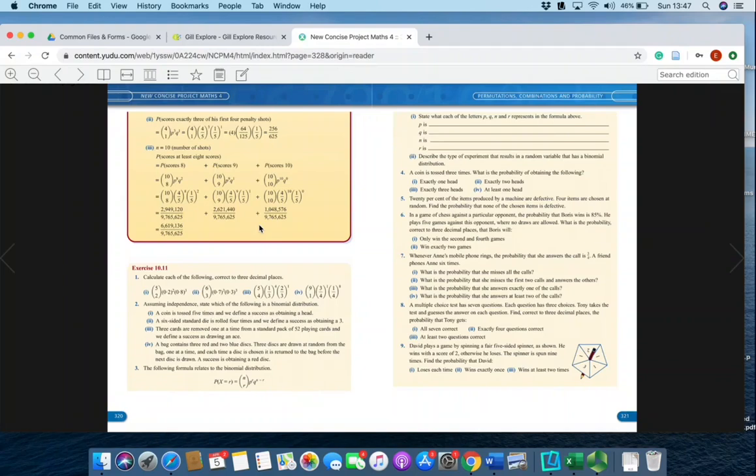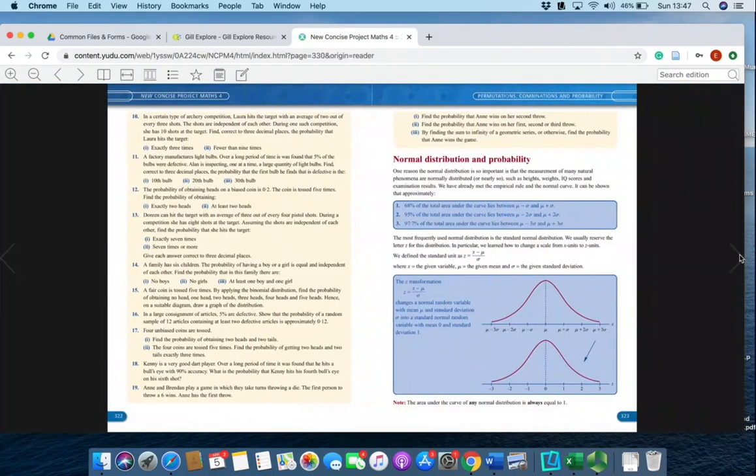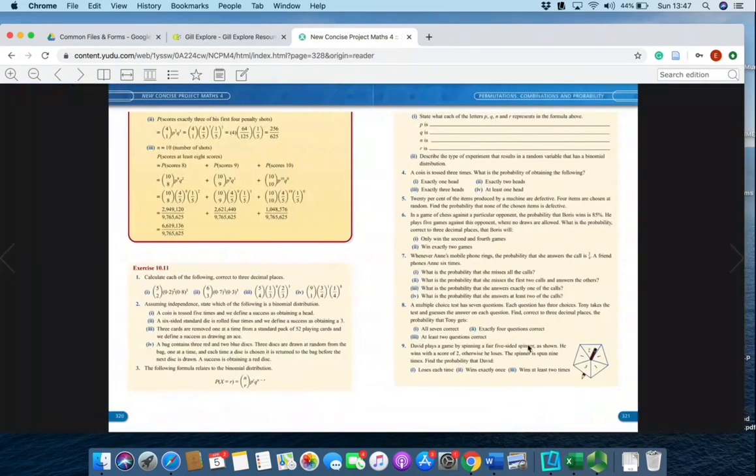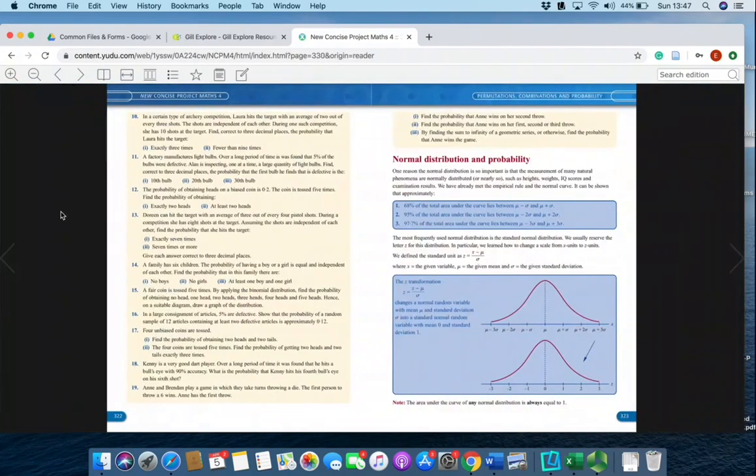So again, there's loads there for you to try. I'd like you to try question 7 over here, and let me know how you get on. Like I always said, if you need more practice, please do them and send them to me. I don't mind at all. 11 looks like a decent one as well. Okay, so 7 and 11.